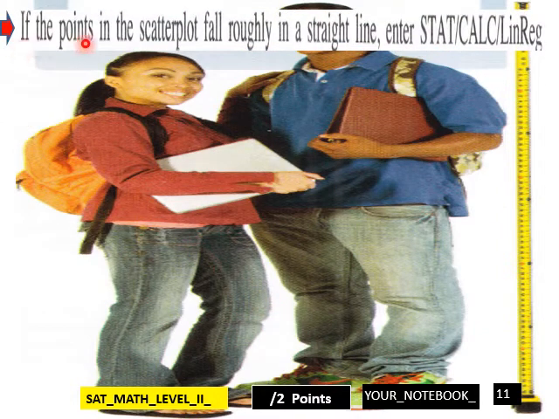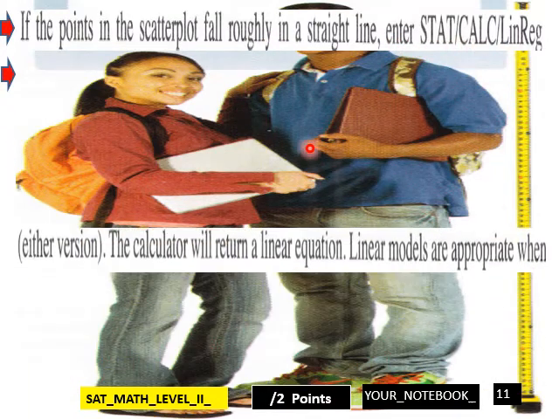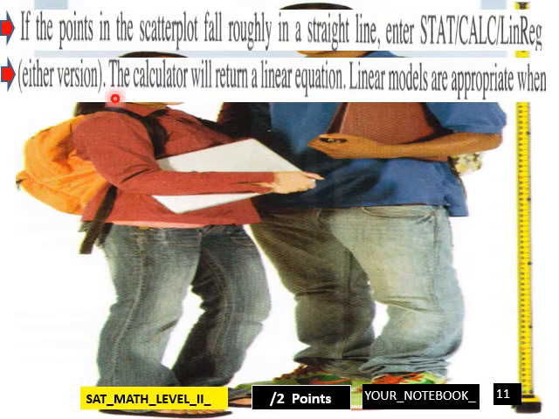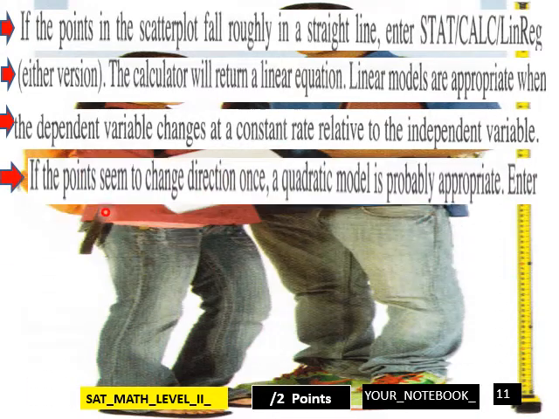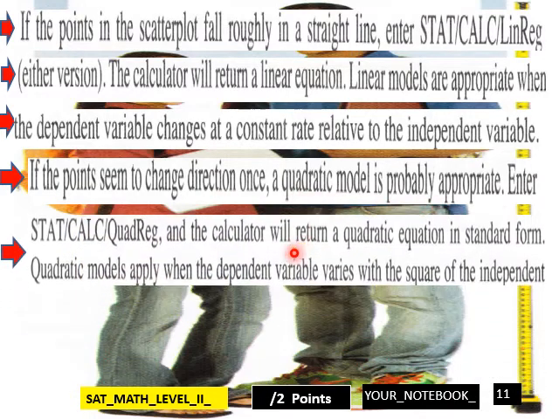If the points in the scatter plot fall roughly in a straight line, enter STAT CALC linear regression, either version. The calculator will return a linear equation. Linear models are appropriate when the dependent variable changes at a constant rate relative to the independent variable. If the points seem to change direction once, a quadratic model is probably appropriate.